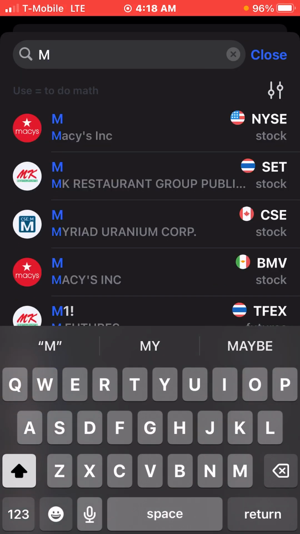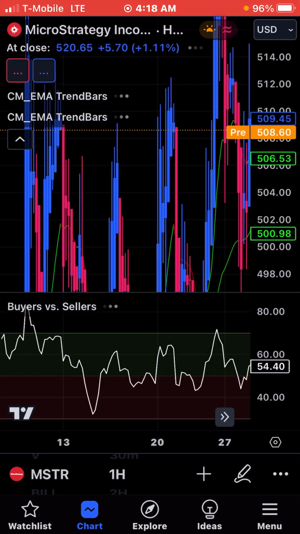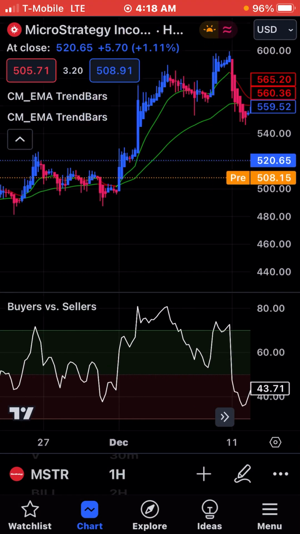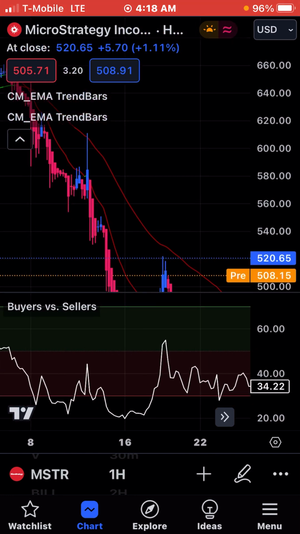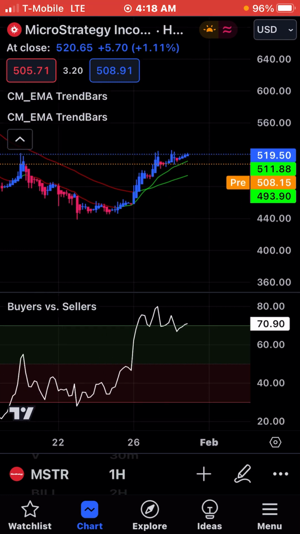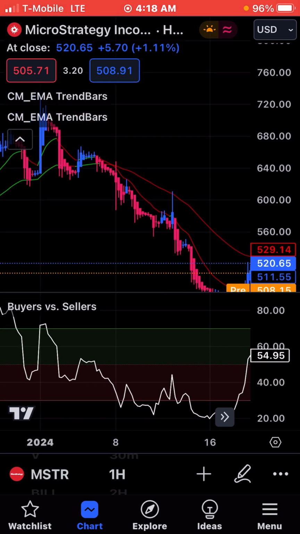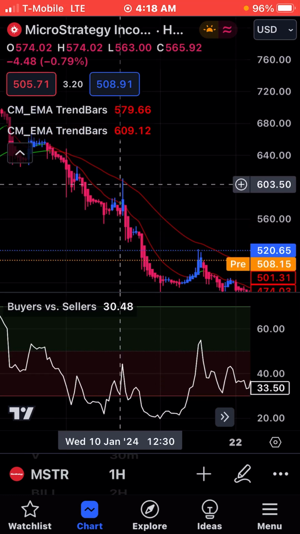Let's look at MicroStrategy, which is one of my favorites. Let's go through a couple of them. Now, MicroStrategy is connected to Bitcoin, and if you're doing option contracts with this, they are expensive. So just keep that in mind, especially if you're doing in-the-money contracts. They are expensive. So what you want to look for is the same thing. You want to look for a cross.